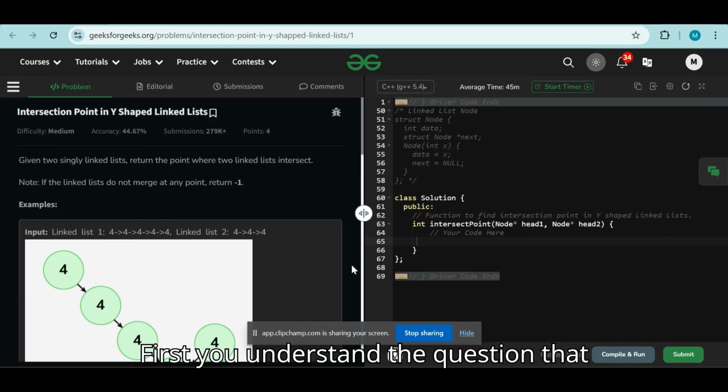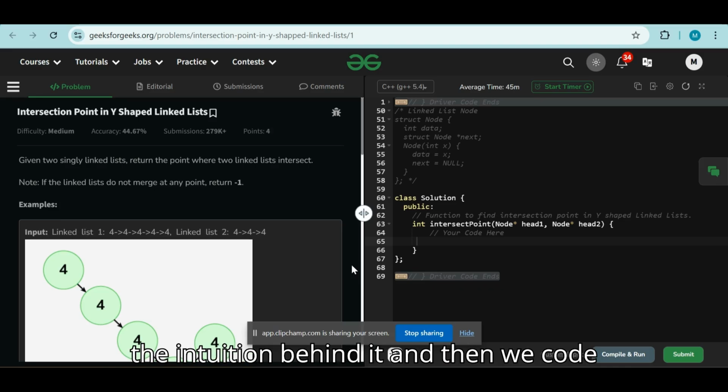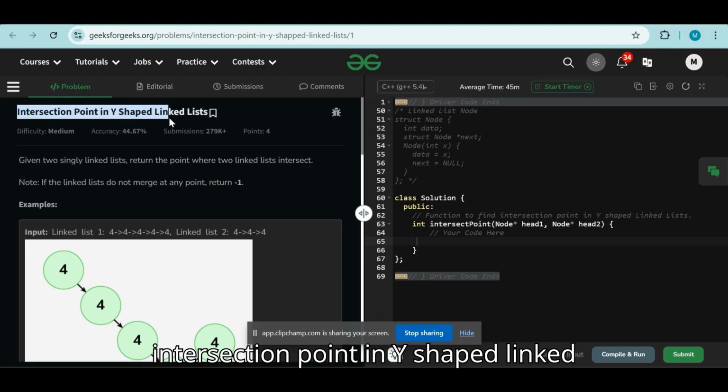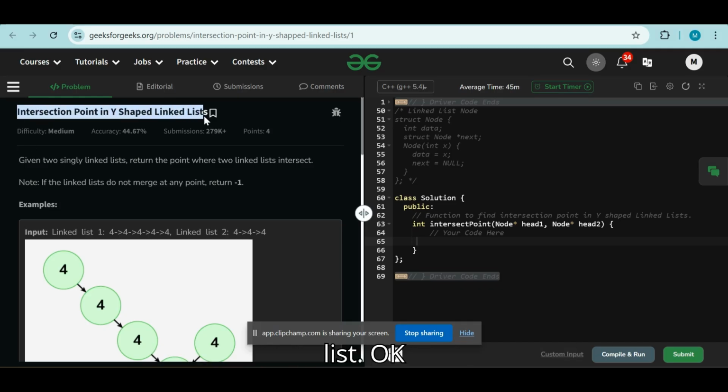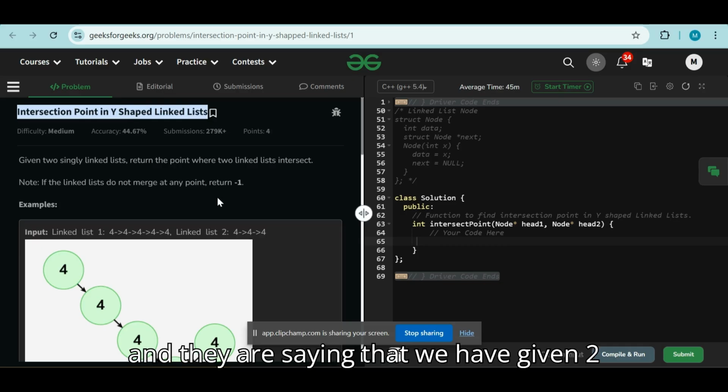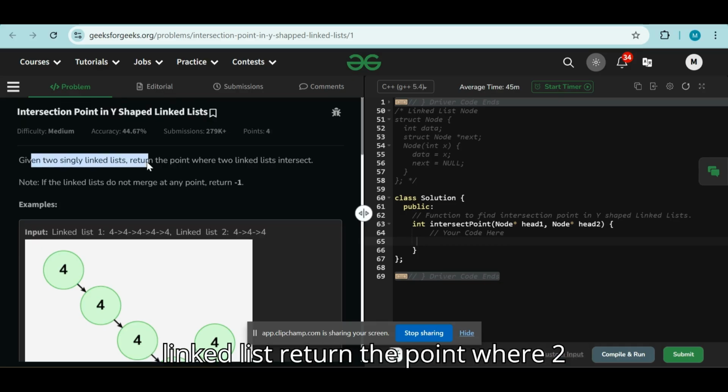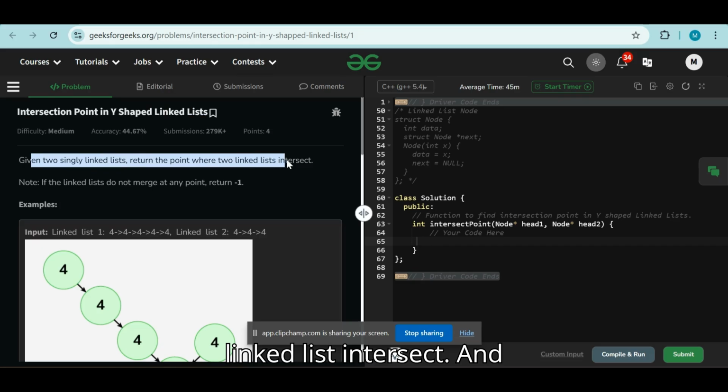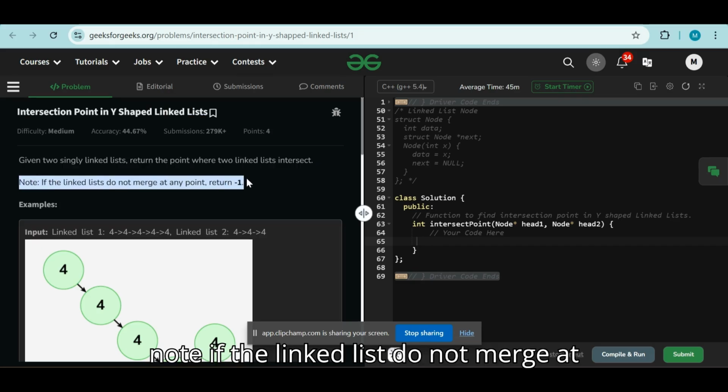First, we understand the question, what they are saying to us, then we see the intuition behind it, and then we code it up. Okay. So the question name is Intersection Point in Y Shaped Linked List. Okay. They are saying that we are given two linked lists, and we have to return the point where the two linked lists intersect, and note that if the linked lists do not merge at any point, then we have to return -1.